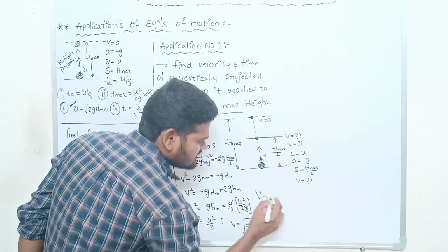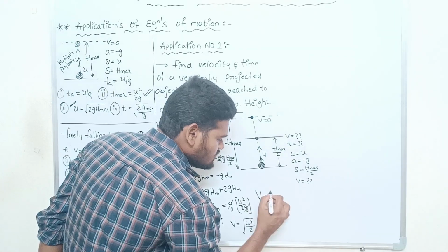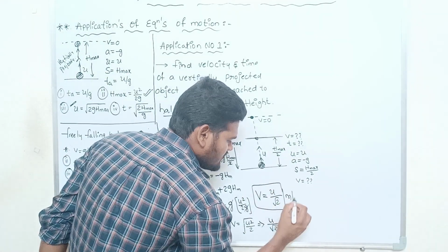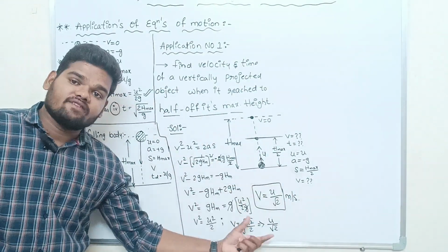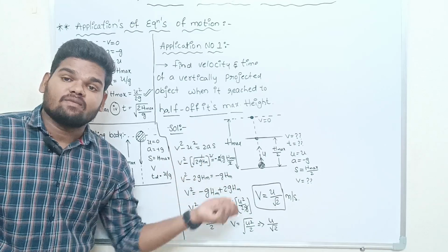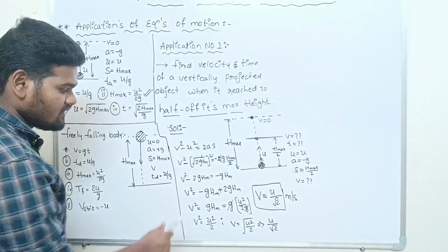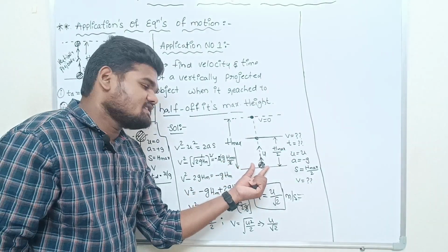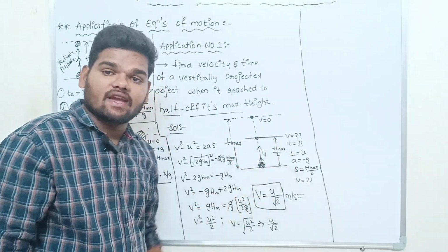So the final velocity of the object at half of its maximum height is what? u by root 2 meter per second. Are you getting it? After substituting all the values and doing the simple mathematics, we got final velocity equal to u by root 2. Right. So let us find the equation for the time taken by this vertically projected body to reach half of its maximum height.